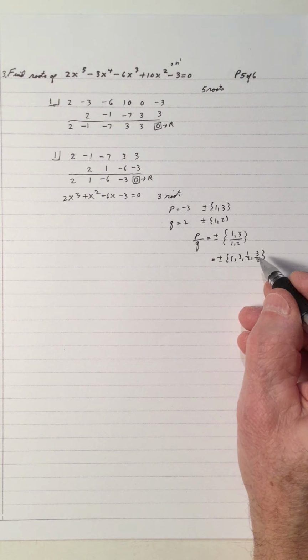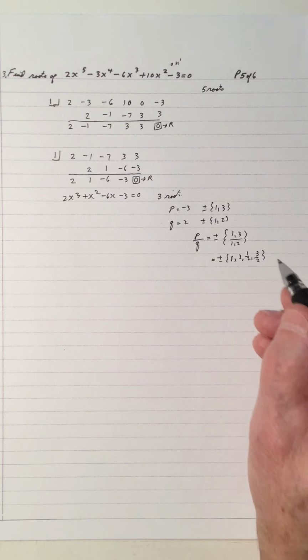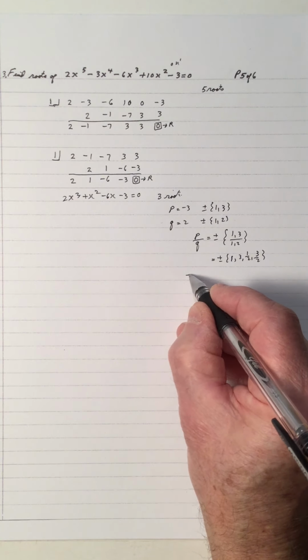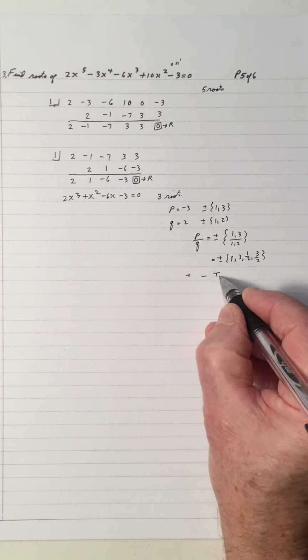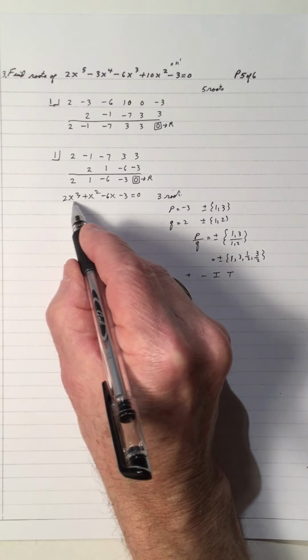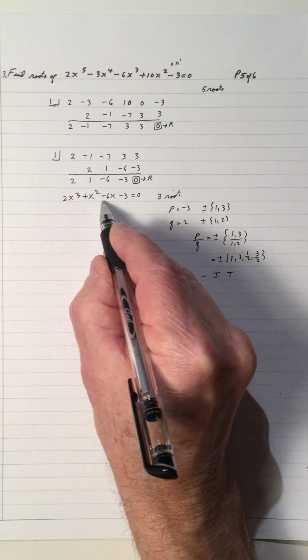Now we also have to look at picking up what we call Descartes' rule. So we got a plus, minus, imaginaries, total. And when we look at this, we have no change, 1 change, no change.